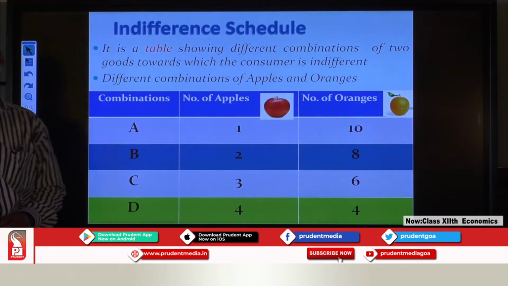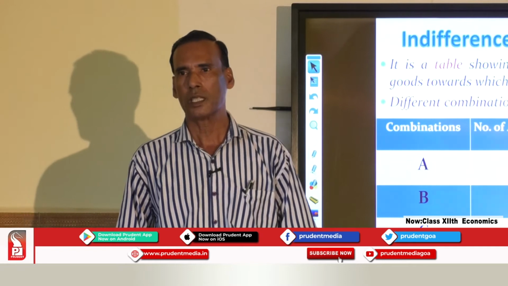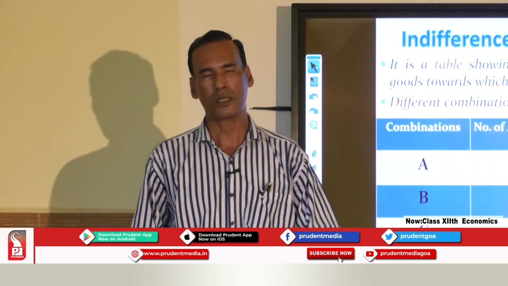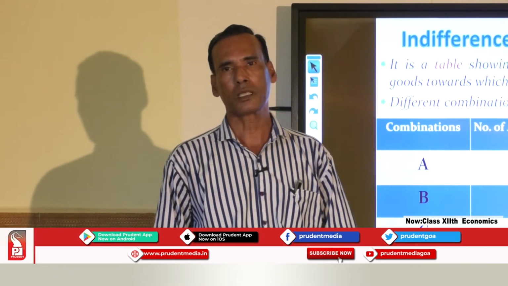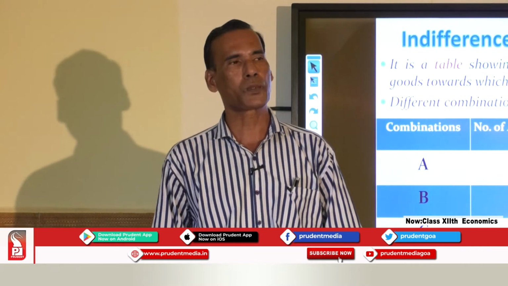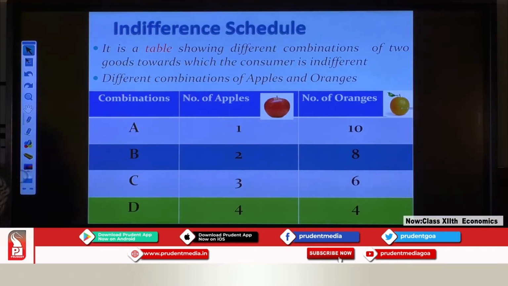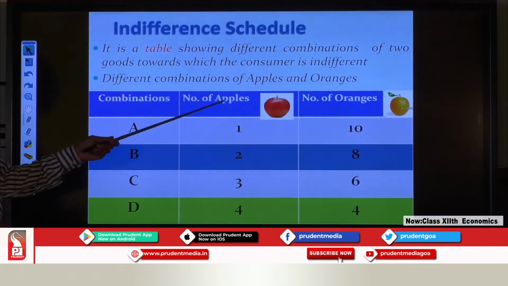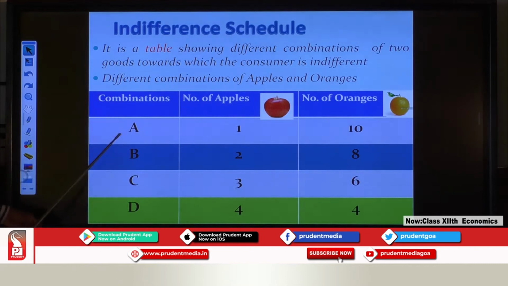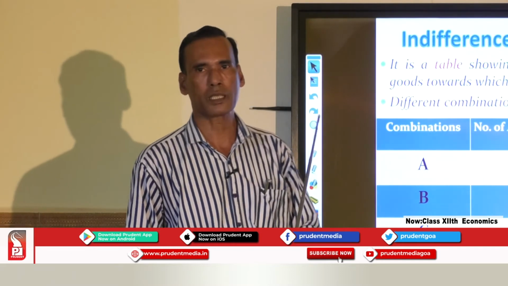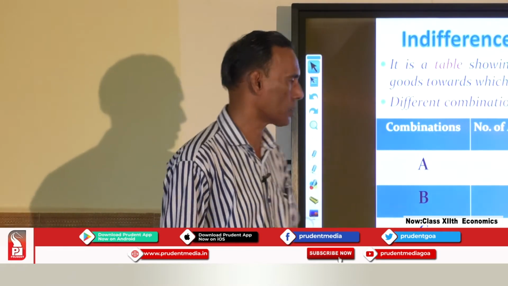Indifference schedule. Schedule means a table. Now, coming to indifference schedule, it is a table showing the combination of two goods. Here I have taken the example of apples and oranges. These are the combinations A, B, C, D, and all the combinations, whether it is A, B, C or D, they give me the same level of satisfaction.